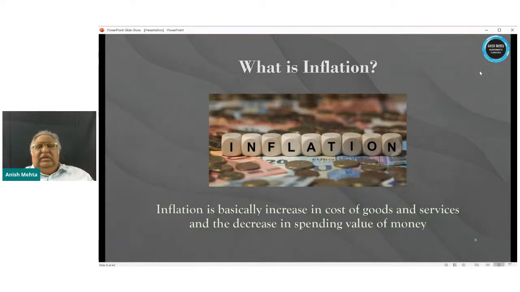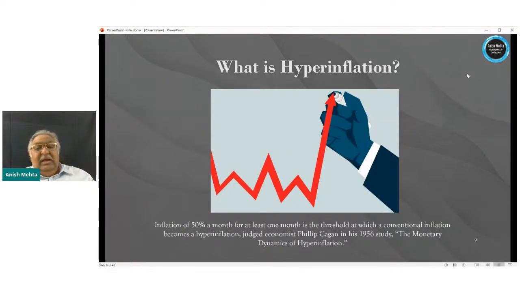Inflation is basically the increase in the prices of goods and services, which also eventually decreases the spending value of the money which you have. Now, when this inflation gets into an extreme situation, that is what is known as hyperinflation. To be more specific, it was standardized that if there is an inflation of more than 50% in a particular month, then it would be termed a hyperinflation situation.